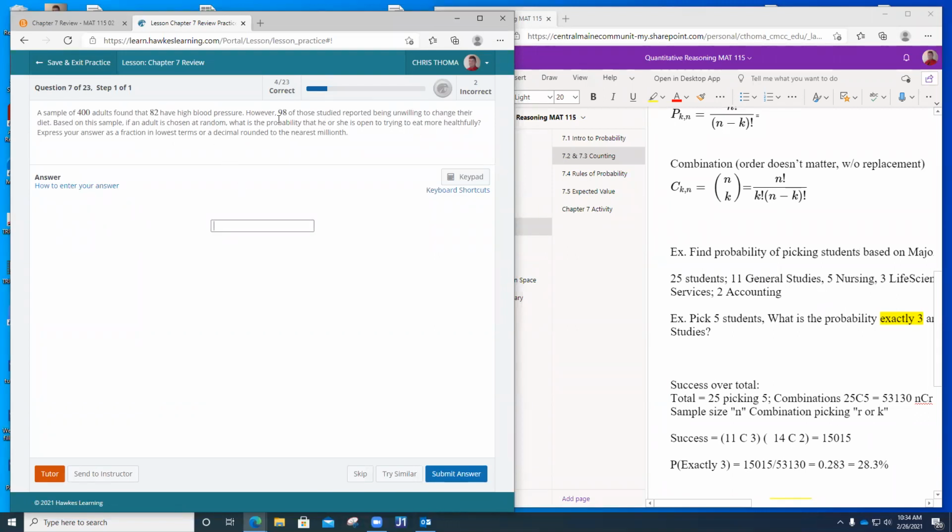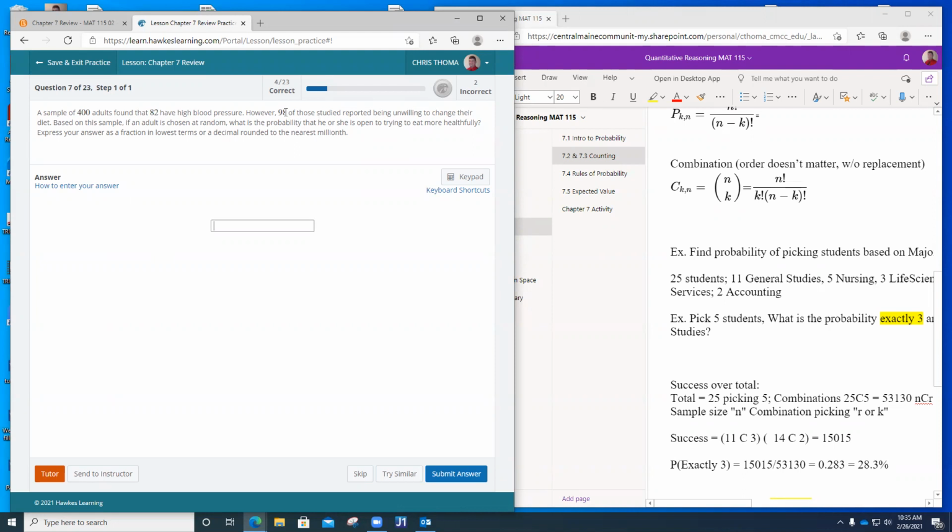A sample of 400 adults found that 82 have high blood pressure. However, 98 of these adults reported being unwilling to change their diet. So it's X over total, right? This is a good one. Let me read this one again.